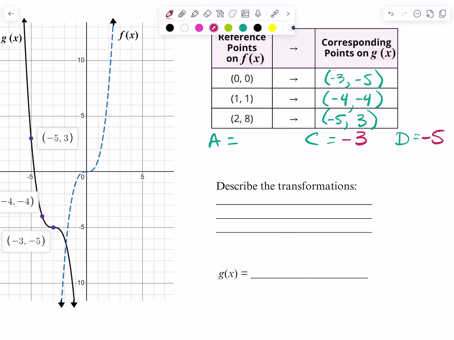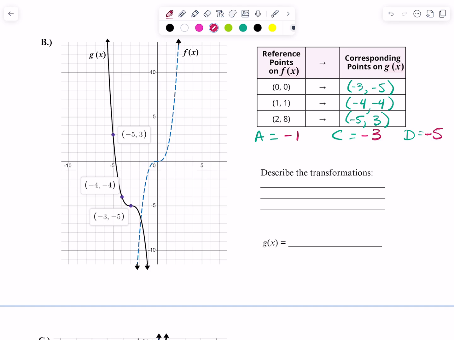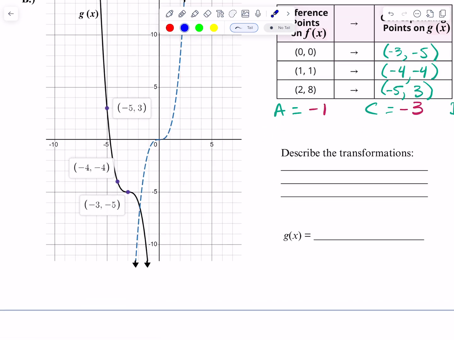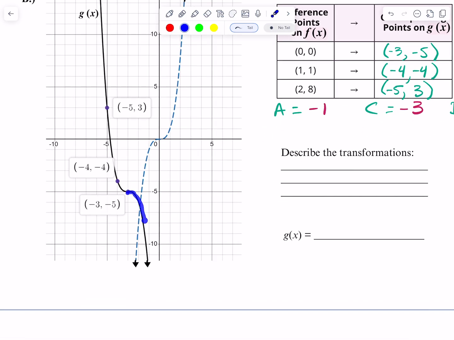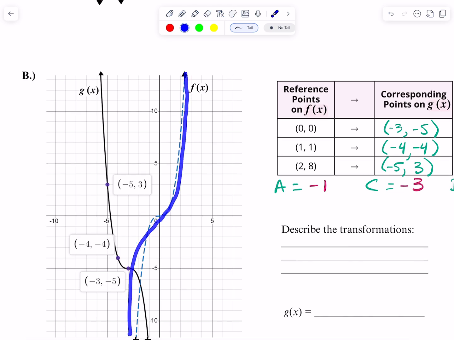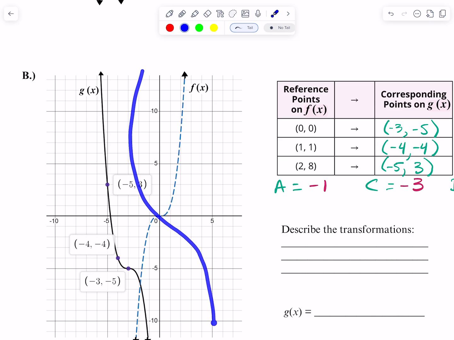What is the A value in this question? -1. The reason I know it's -1, it is difficult to see, we really should be using the points on this side, so I could show you why. But the way I know is that this graph flipped. That's how I know it's negative. Because if I look at this, it should be going like this. If I make it negative, it goes the other way. Does that make sense? Okay.